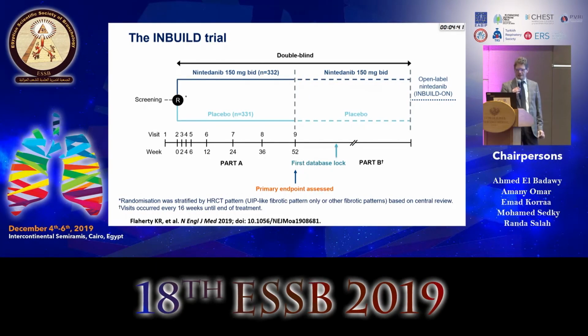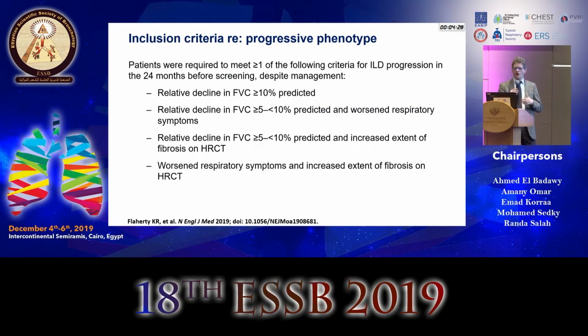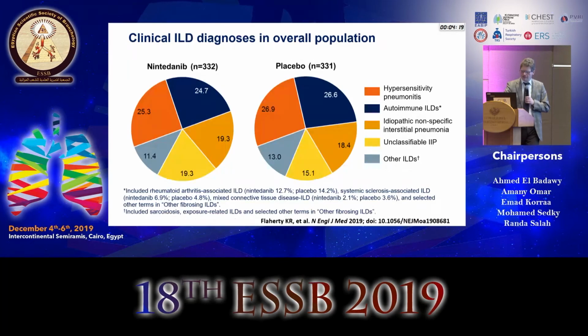And the INBUILD trial looked at them, looking at patients who have a substantial grade of fibrosis and a substantial decrease in their lung function, or worsened respiratory symptoms, or an increased extent of fibrosis on their CT scan. In the study, we had all kinds of groups: autoimmune ILDs, hypersensitivity pneumonitis, NSIP, unclassifiable, and other kinds of ILDs who were looked at.